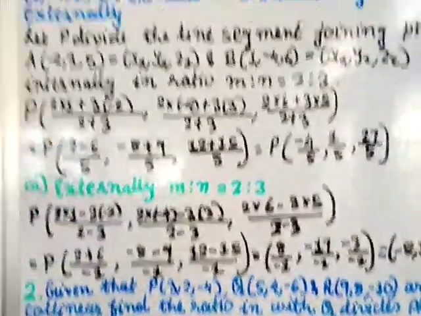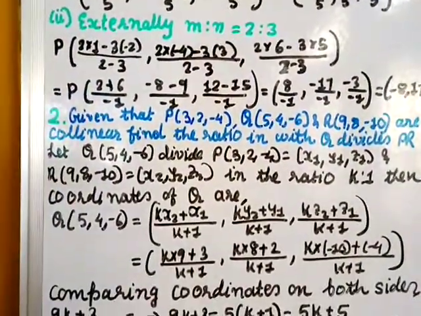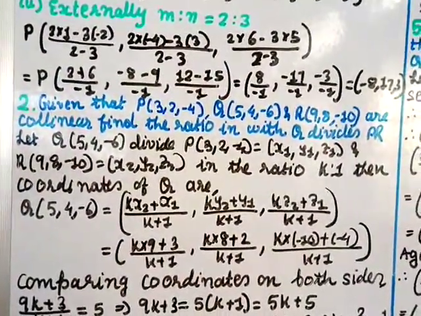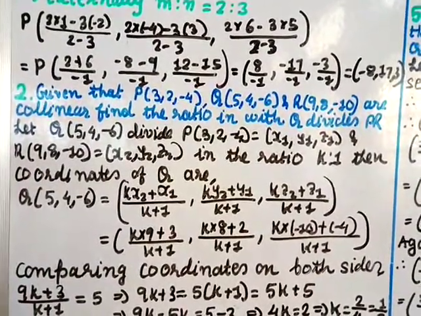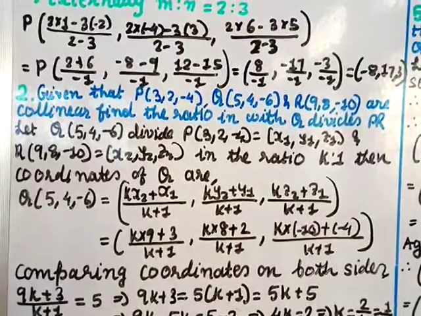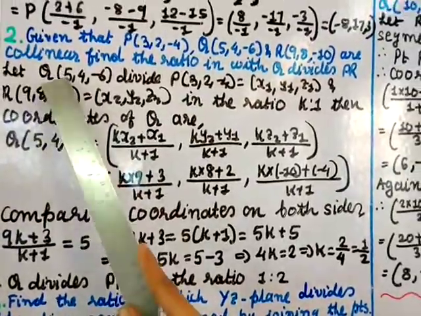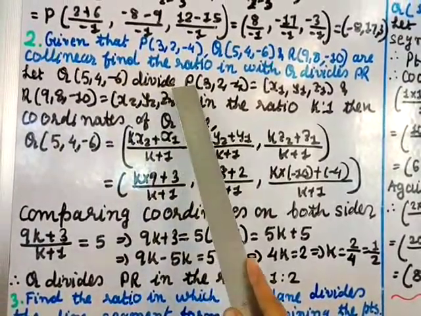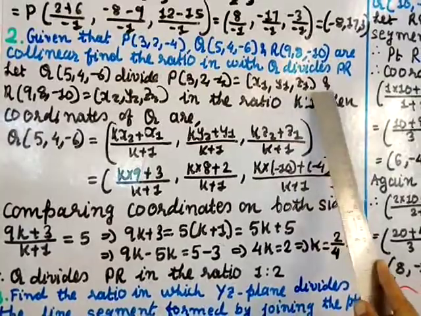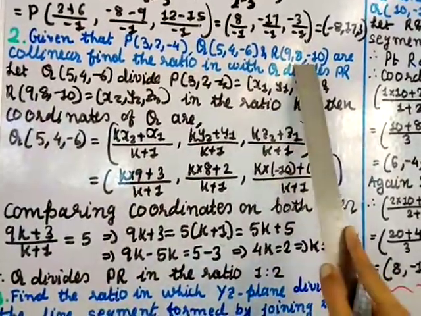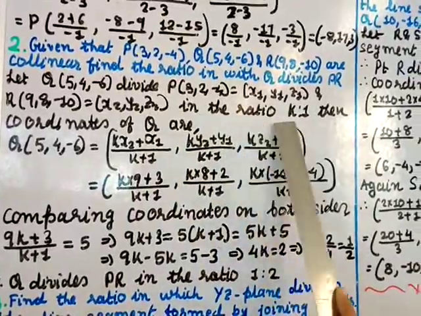Question number 2. Given that P(3, 2, -4), Q(5, 4, -6) and R(9, 8, -10) are collinear, find the ratio in which Q divides PR. Let Q(5, 4, -6) divide P, this one, (3, 2, -4), call it x1, y1, z1, and R, that is this point, (9, 8, -10), call it x2, y2, z2, in the ratio k is to 1.